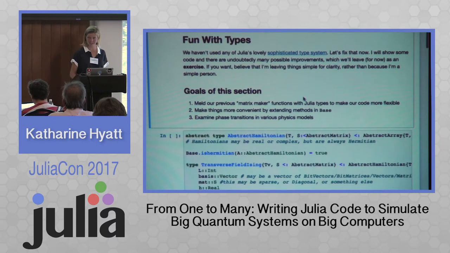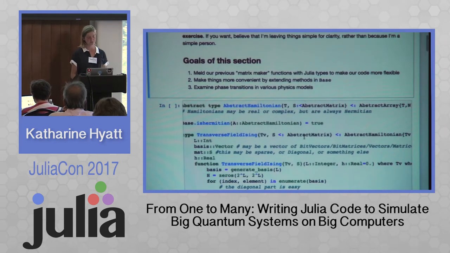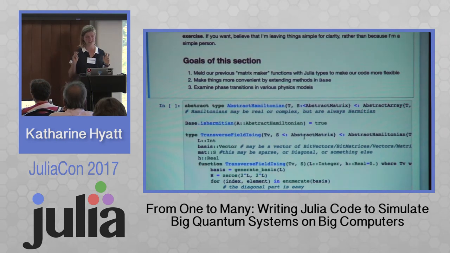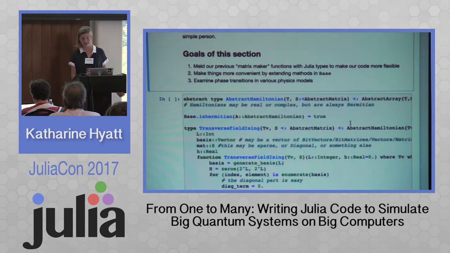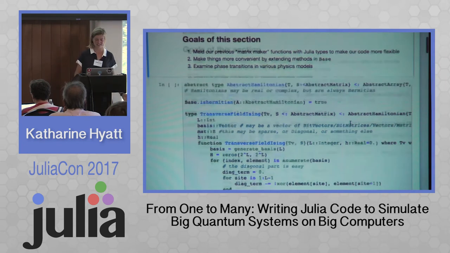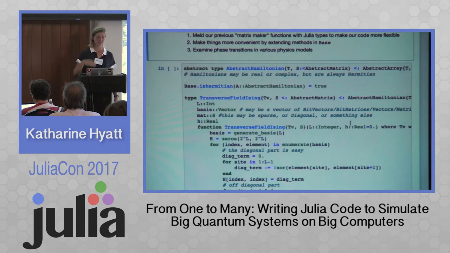But hopefully it's somewhat clear for non-physicists what's going on. So what we're going to do is write a bunch of matrix constructor functions, like we did for the transverse field Ising model, for a variety of different Hamiltonians. We're going to extend some methods in Base to make things easier on ourselves. And then we're going to look at a bunch of different physics models.